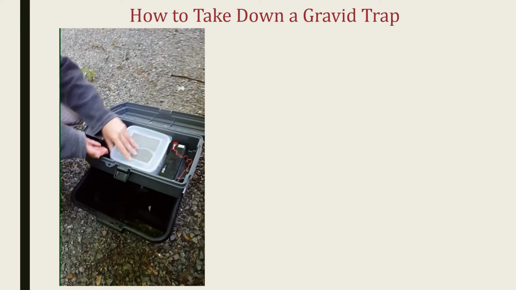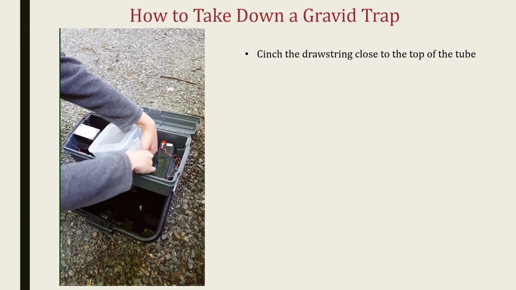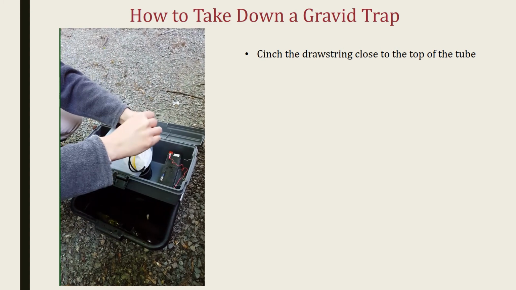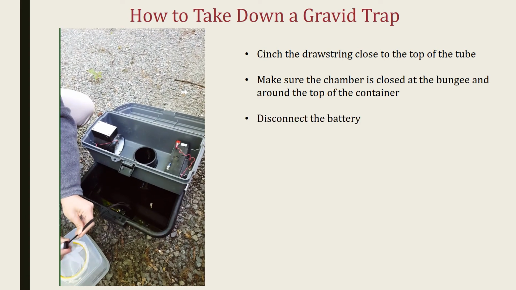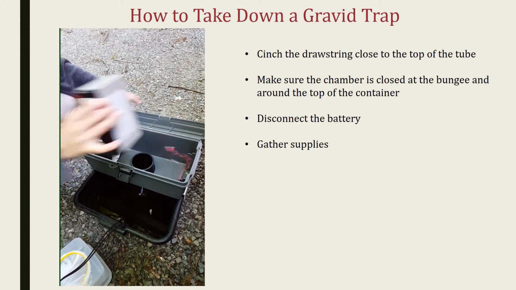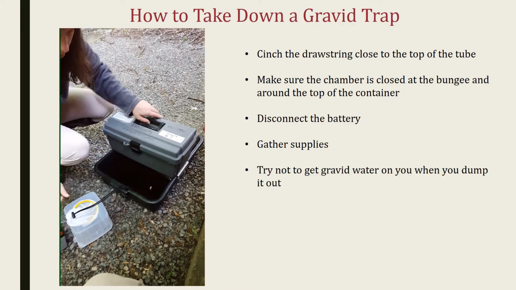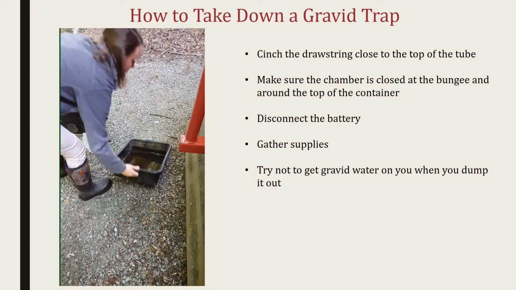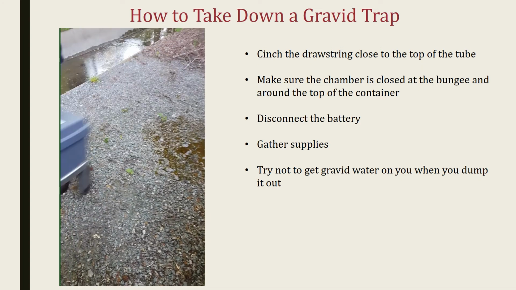For a Gravid trap, you're going to find the string, and then you're going to push it closed, as she'll show here, and then she secures it with the toggle. And then you're also going to make sure it's fully closed by pushing it down and then closing it further. You're going to disconnect the battery, take it out of the trap, close the trap, and then pick up everything. And last, you're going to dump out your Gravid water and try to make sure you don't get it on your boots, because your boots will probably smell the rest of the day.